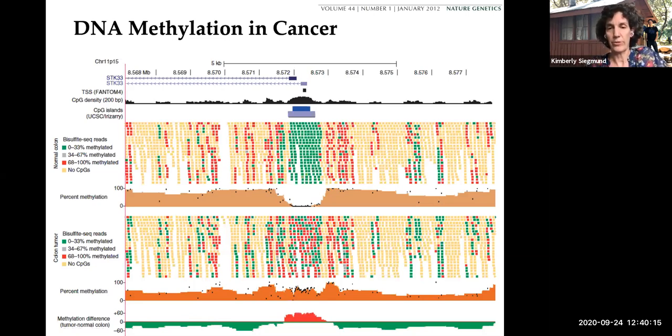So this is just a prototype example, but generally you see this loss of methylation occurring in large regions, except for these islands where you see a gain in methylation when we look at the difference between normal and tumor tissue.